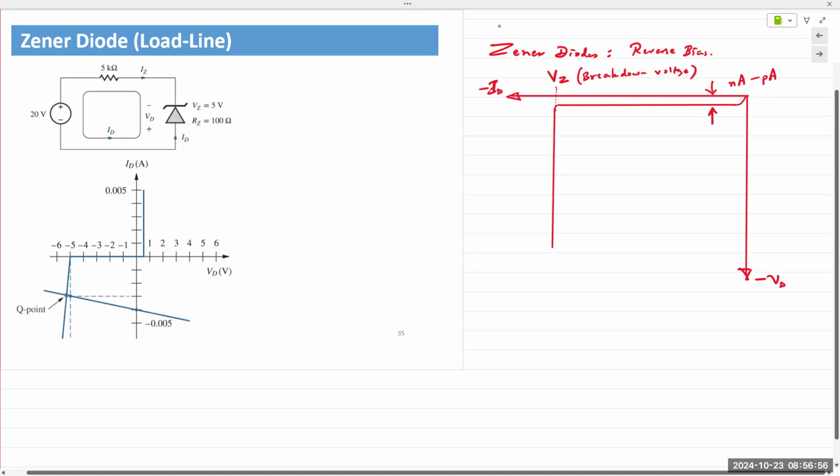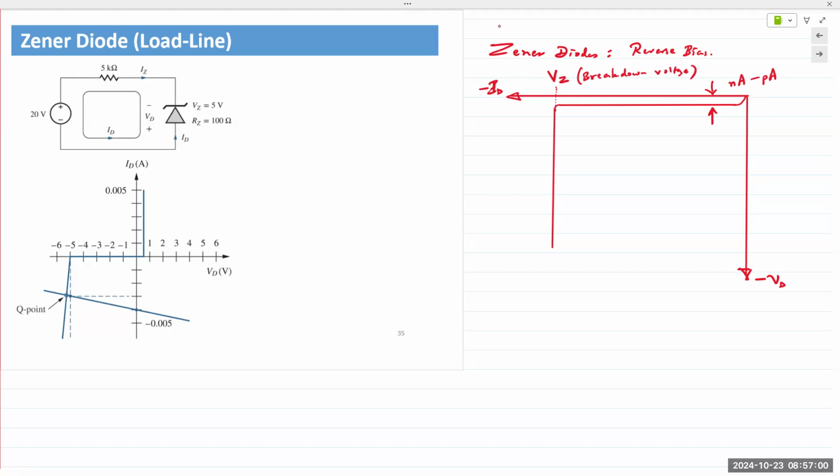And Zener diodes are specifically fabricated or manufactured with heavy doping. So the fabrication process requires heavy doping, meaning a whole bunch of dopants in a very small area, so that when it's reverse bias, it can quickly enter its breakdown region.